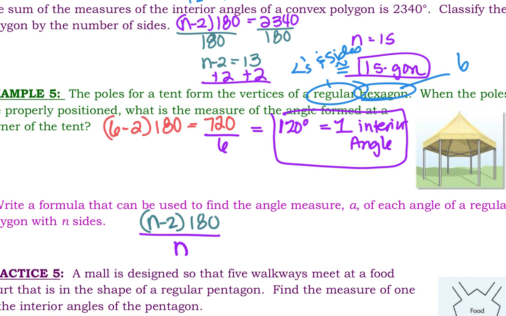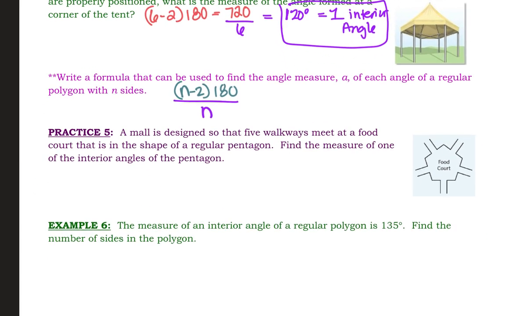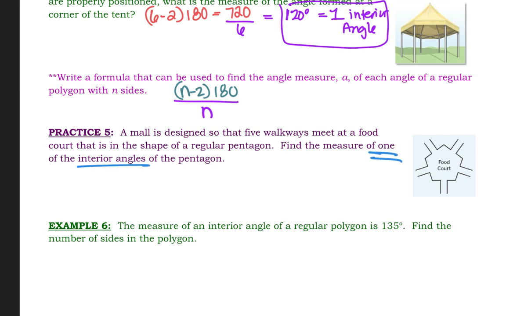You're looking at a food court there. So see if you guys can do the food court problem. All right. So this one's just looking for one. It says find the measurement of one interior angle. Alejandra, what did you get here? 108. Did everybody get 108? Yeah. Okay.